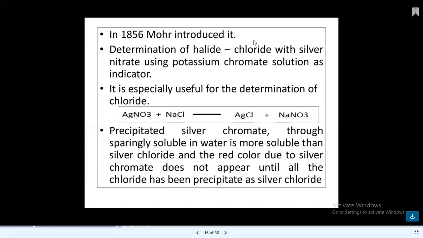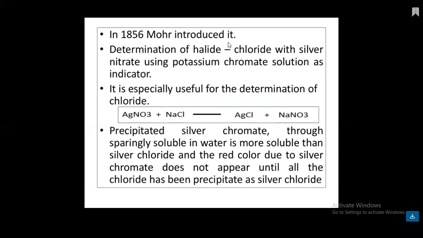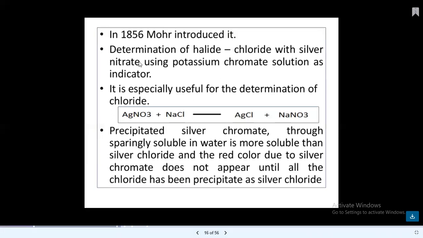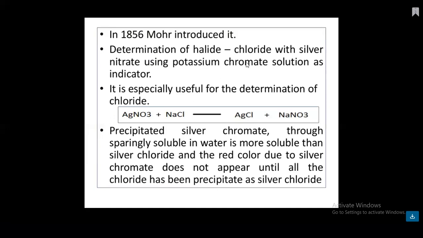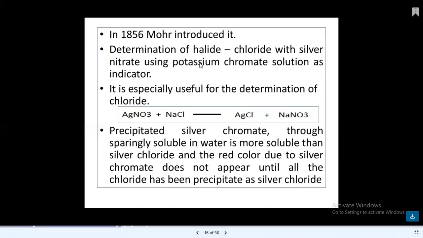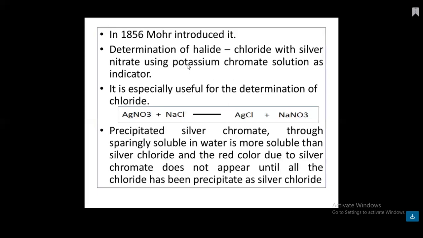So first thing, what is our analyte? Our analyte is chloride ion. What is our titrant? The known standard solution is silver nitrate. And which is our indicator? Our indicator is potassium chromate. Okay, so three different things we have: analyte, titrant, and indicator. Now, what is the method? It is a direct method of the determination of chloride ion.